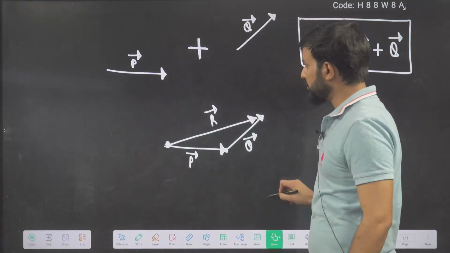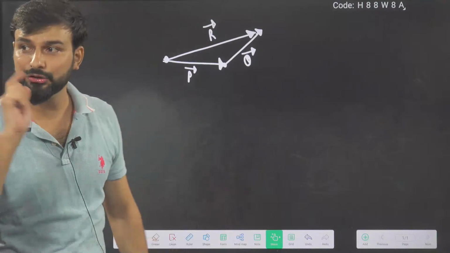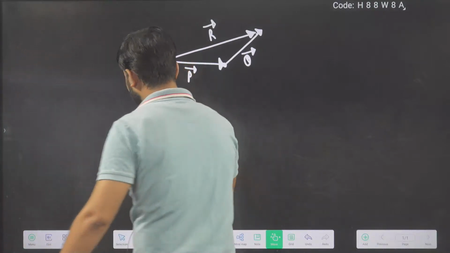I hope everyone understood the sum of two vectors. I will ask a question based on it, and I know you guys are going to do wrong in those questions.